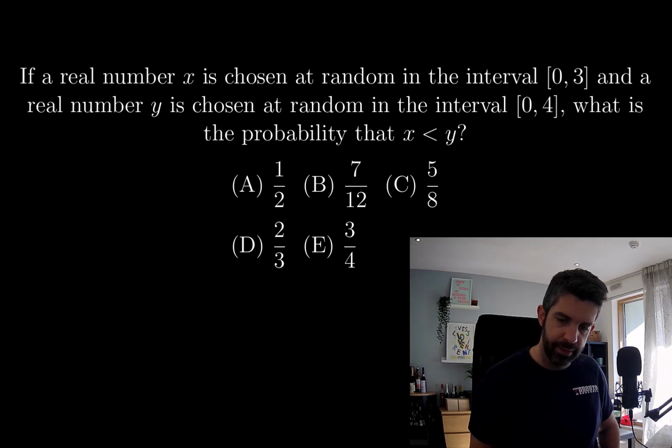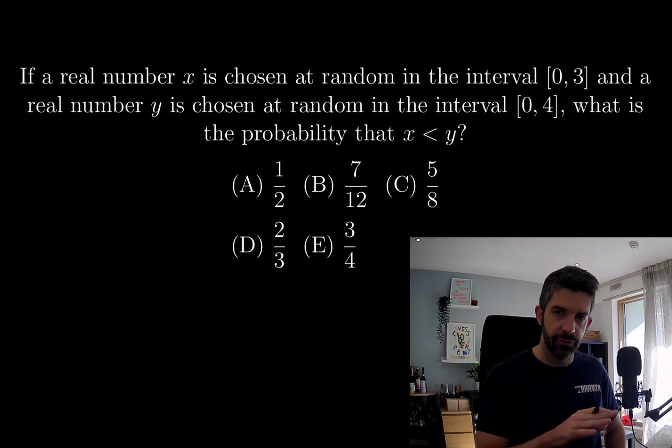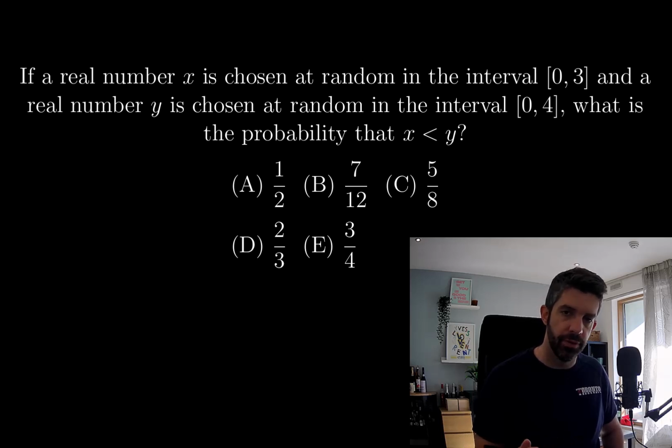I think the best way to do this is to draw a Cartesian plane. The pair x comma y must lie somewhere in a rectangle. I'm going to shade the area of the rectangle where this statement is true, that x is less than y. And we're going to compute the area of that region versus the area of the whole rectangle.